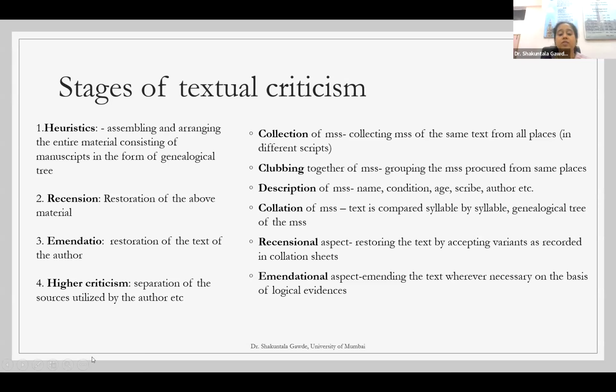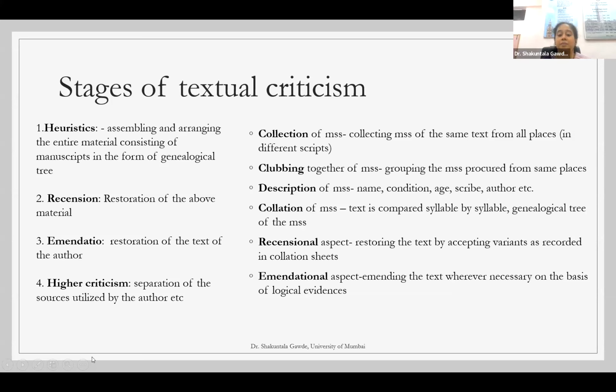So the researcher has to compare syllable by syllable. That is considered a collation. There are collation sheets also, and now it is done with the help of software also, but syllable by syllable one has to compare and find out the variants. What are the variants? Those variants need to be recorded. Then when those variants are recorded, understood, identified, you can restore the original text.